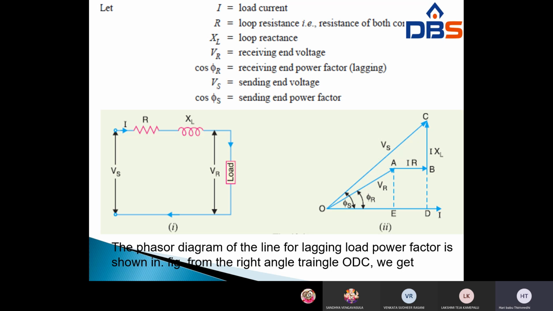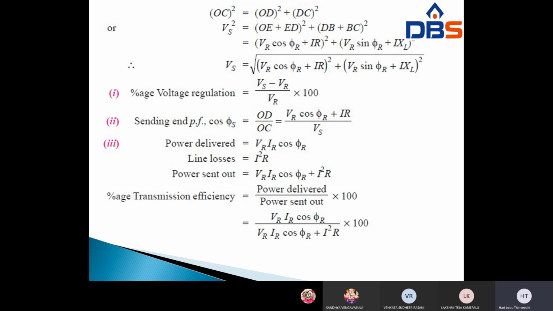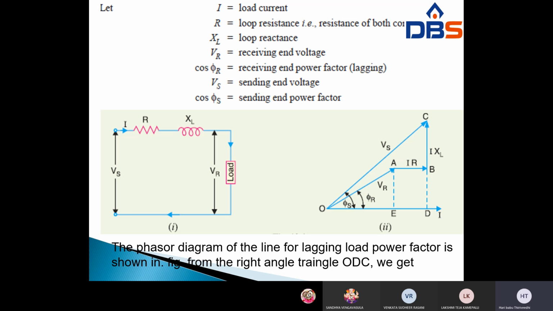In the performance of transmission lines, the circuit diagram and phasor diagram are most important. Now we have to calculate the voltage regulation, power factor, all these things, using formulas, and we have to do the problems also. Suppose they ask a question, explain the performance of short transmission line, you have to write all these things only, just enough. At that time, the circuit and this phasor diagram are most important. Look at the phasor diagram. From the phasor diagram, the lagging load power factor is shown in the figure.